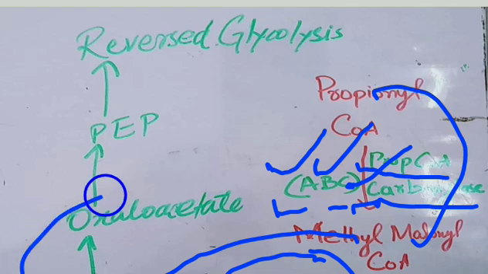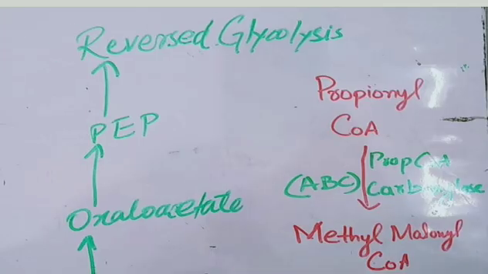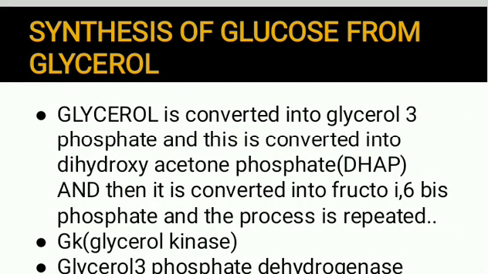So the rest of the steps are the same as we have discussed earlier: succinyl CoA is converted into oxaloacetate as in the TCA cycle, and then oxaloacetate is converted into phosphoenolpyruvate with the help of the enzyme, as I have discussed. So that was the conversion of propionyl CoA, glycerol and lactate into glucose.